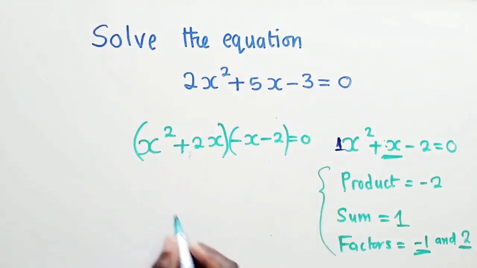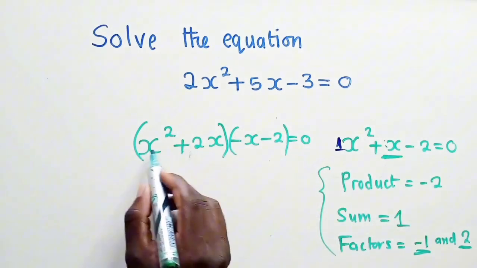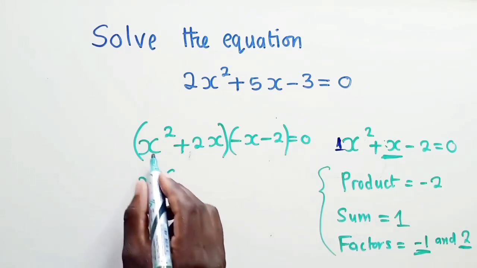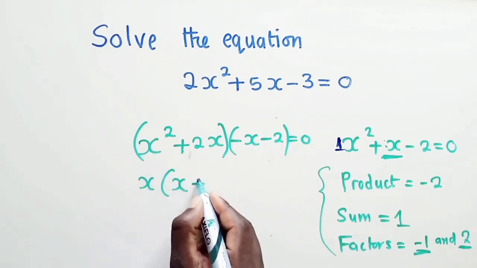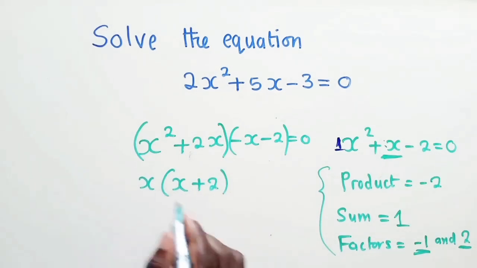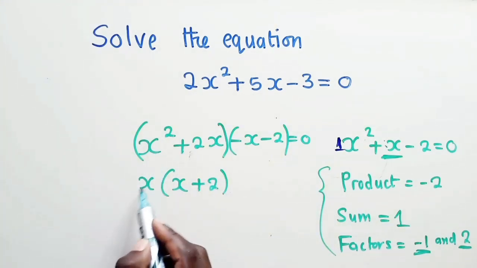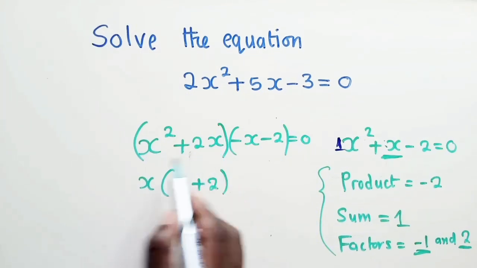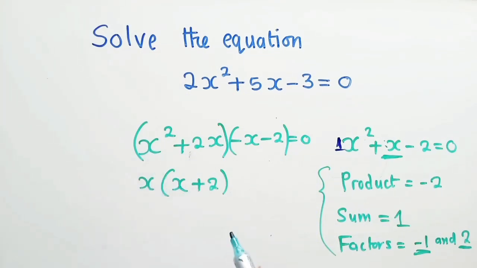You see what I've done? You check now, what is it that is common, that is found here and here? It's x. So write it outside. Here we shall have x plus 2. You see, this is what we remain with. When you factor out x, here you remain with x, here you remain with 2. X and x will cancel. Here we remain with only 1x.